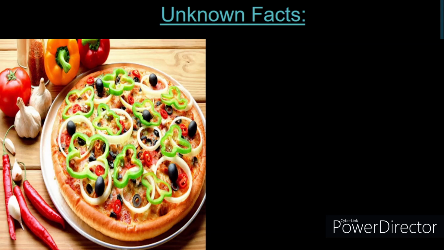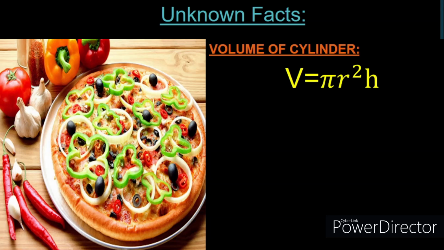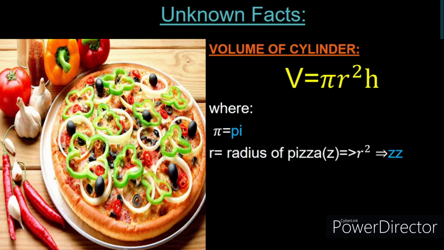For pizza, we all know the volume of the cylinder formula. The volume of the cylinder formula is V equals pi r square h. Let's see, pi equals pi. Let's consider a pizza as a cylinder, right? Next, r is the radius of the pizza, so r square is z. Next, h is the thickness of the pizza. Normally in the volume of a cylinder, h is the height of the cylinder. But here it's a pizza, so it is not mentioned as height. So I am assuming that h is equal to the thickness of the pizza a.